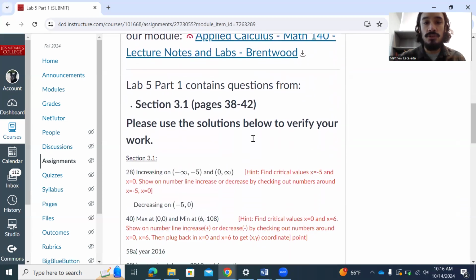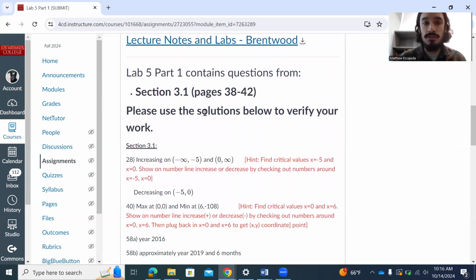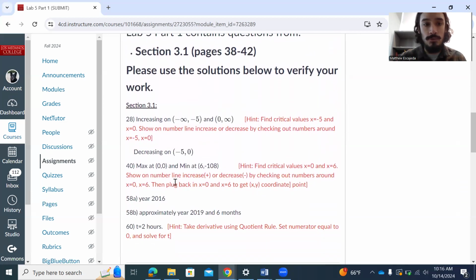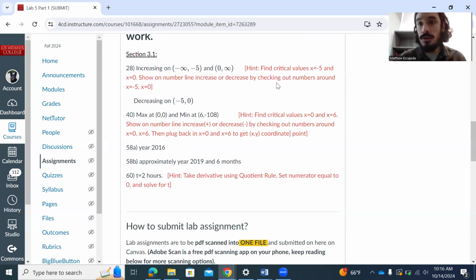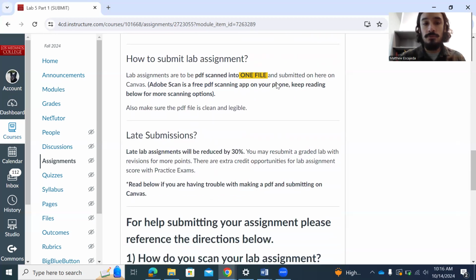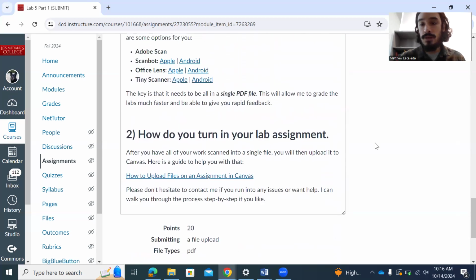And here are the solutions. Part one only contains section 3.1, and here are some questions, with solutions and hints in red. The questions are kind of similar to the notes, homework, and self-check, but in case you're still a little stuck, here are a couple of hints to get you going. That will be due by next Wednesday.